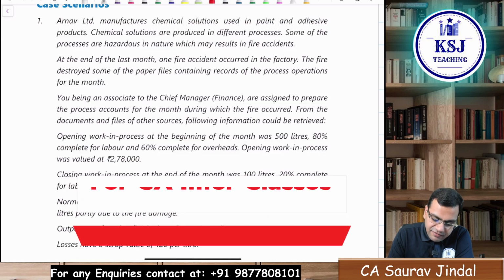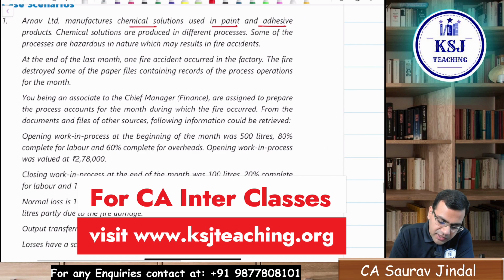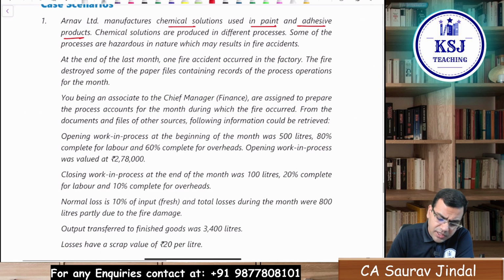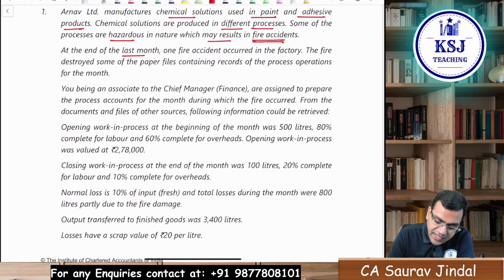Arnav Limited manufactures chemical solutions used in the paint and the adhesive products. Chemical solutions are produced in the different processes. Some of the processes are hazardous in nature, which may result in fire accidents. So they are the manufacturer of certain chemicals. At the end of the last month, one fire accident occurred in the factory. The fire destroyed some of the paper files containing the records of the process operations for the month.